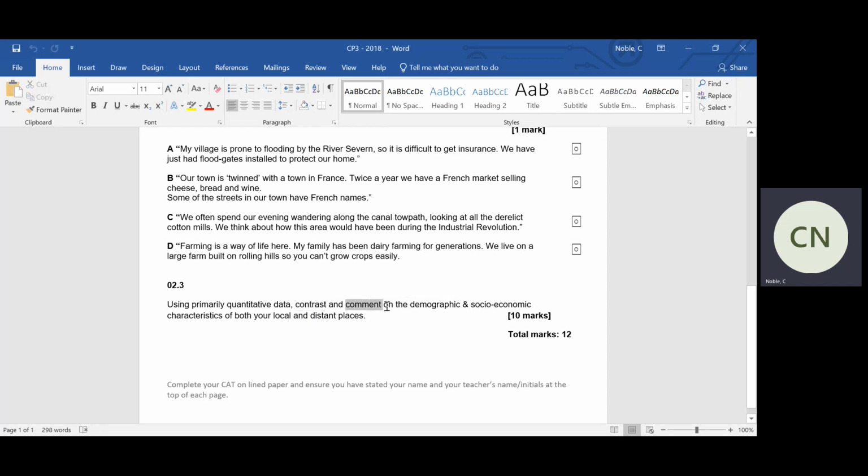Comment on is a tricky command word, but it means, say something about it. It might be, what does that lead to? What can we then assume about the place given those characteristics? So this means that, this leads to, this shows that, this demonstrates that. When you're commenting on some of these quantitative bits of data, actually those will be the connectives that you're using. This means that, this leads to, this shows that, this demonstrates that.